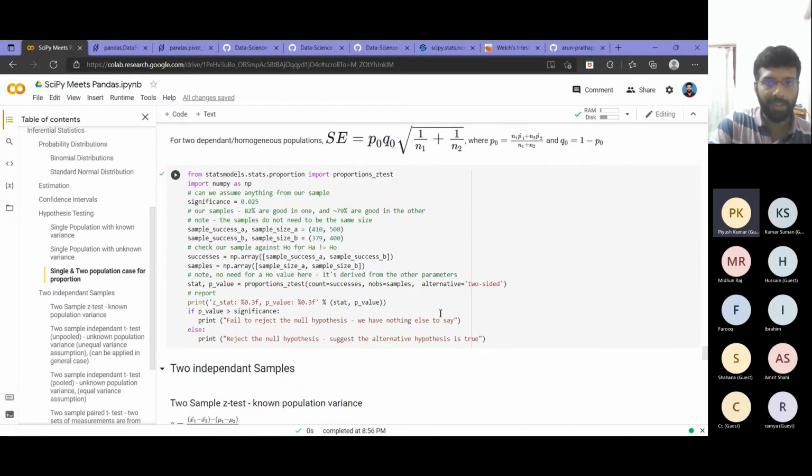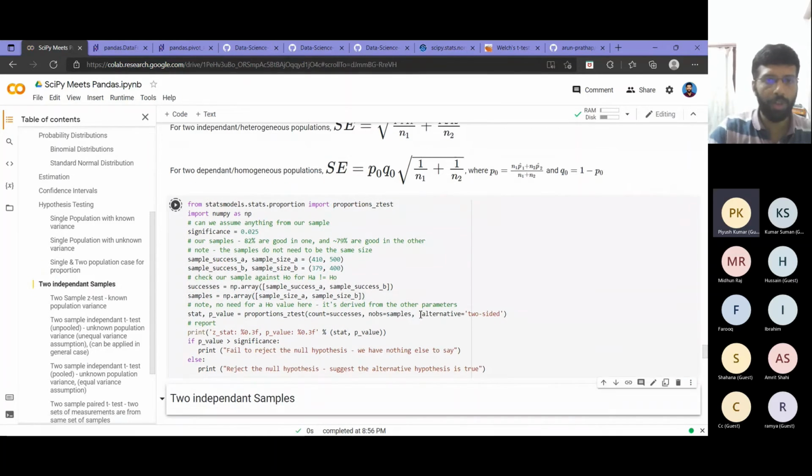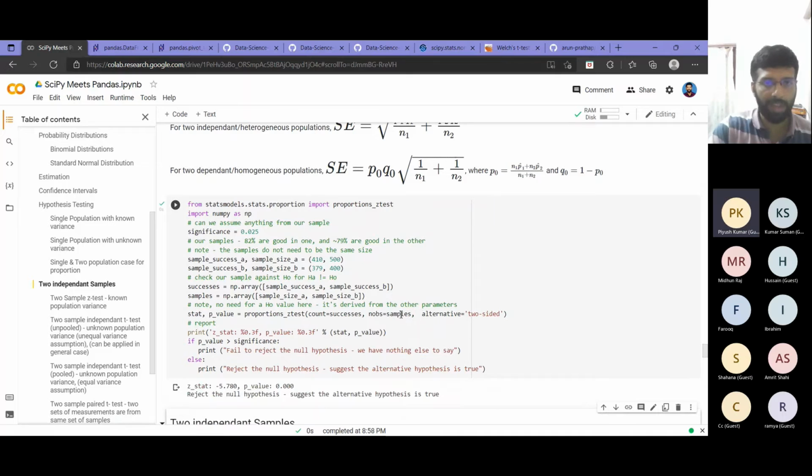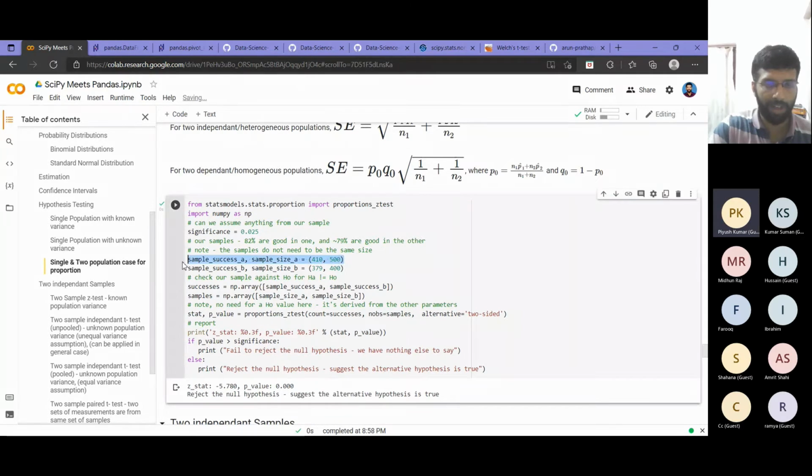So I have put an example here. I will not go into details of that. It is similar to the example that we considered previously. I have one sample with 410 out of 500 successes, same as in the previous example, and a second sample with 379 out of 400 successes. And I am trying to check whether both belong to the same population.